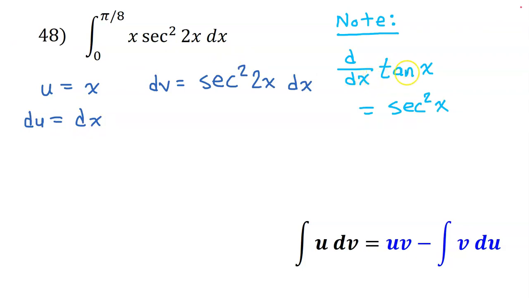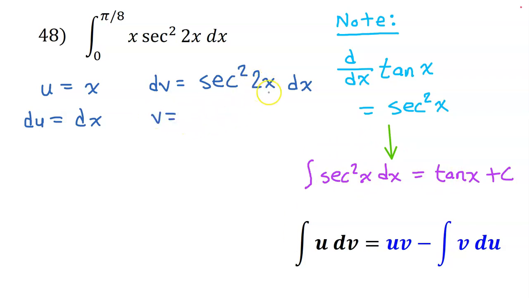Remember that the derivative of tangent is secant squared. So the integral of secant squared is tangent. Taking the integral of both sides, we have v equals. Here we have to do a little bit of u substitution. U is 2x, so u prime is 2. We always have to divide by u prime, which we show by putting a 1/2 in the front. And the antiderivative of secant squared is tangent. So we have tangent of 2x.